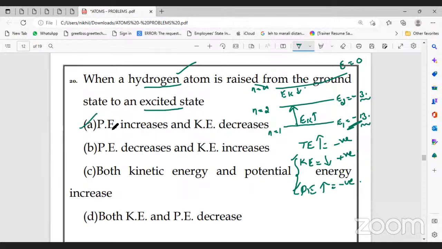Look at the first option, students. Potential energy increases, kinetic energy decreases. So option A is the right answer. Any doubt related to this? Okay.